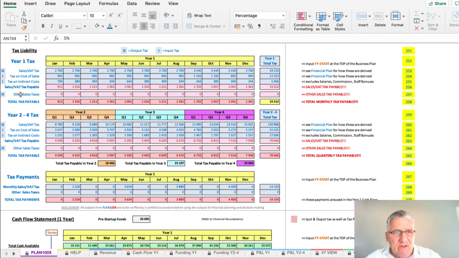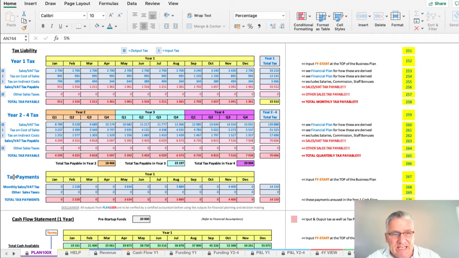You'll remember that we had those other sales taxes, the 2 other sales taxes. We put in 0, so these are showing 0, and so the total tax payable at the bottom here is your 911, 1316, etc. as we go across the year, a total of 15,512 for year 1. The same thing applies for year 2, 3, and 4, so you're able to see well in advance of these tax years what you will be paying by month, and then for these following years by quarter.